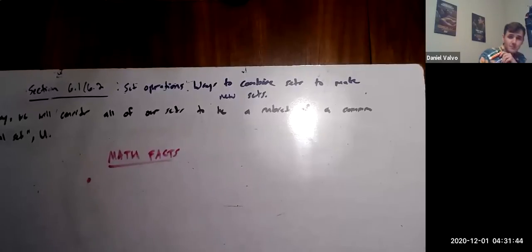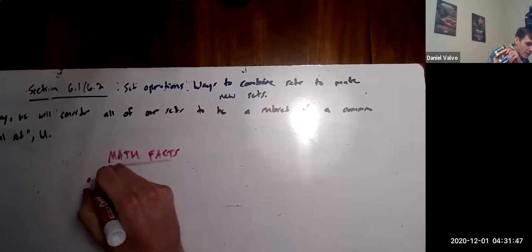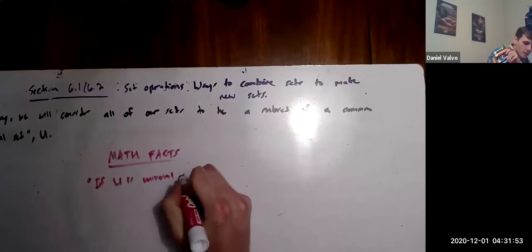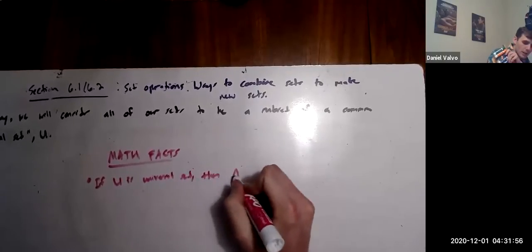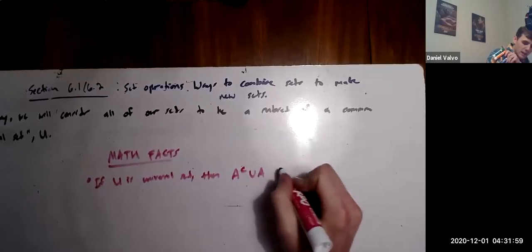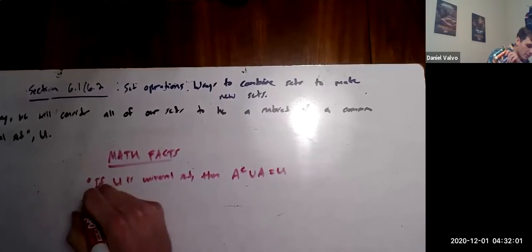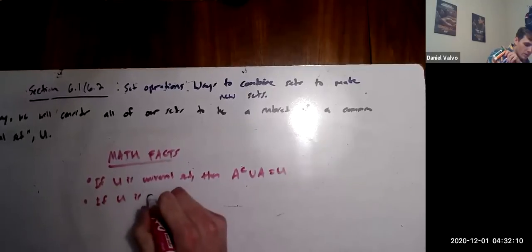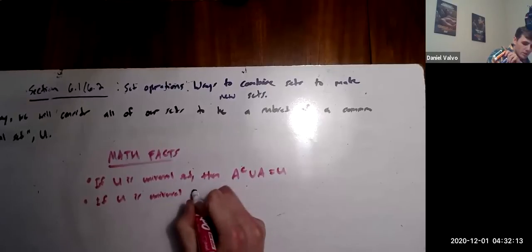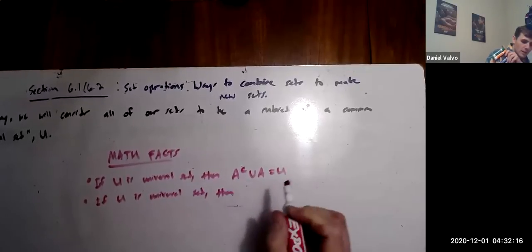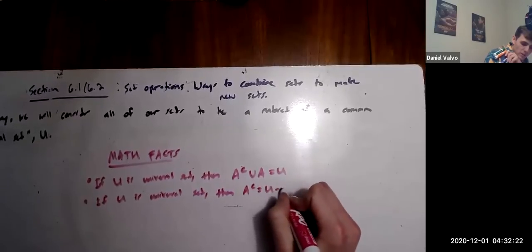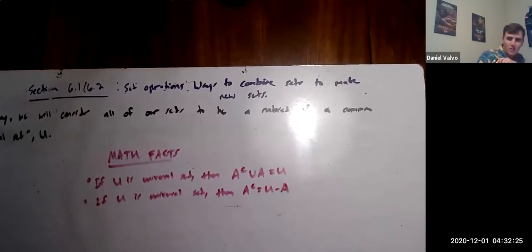Math facts. So we already said that if U is the universal set, then A complement union A equals U. We also already said that if U is the universal set, then A complement equals U minus A. Right? That's exactly what it is.